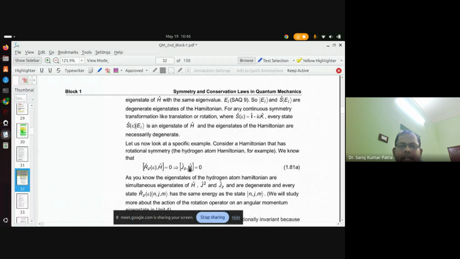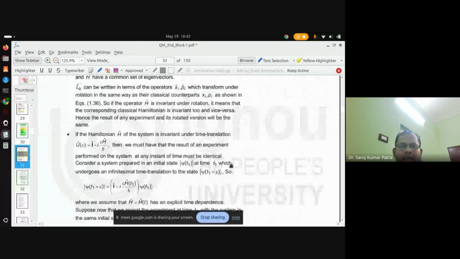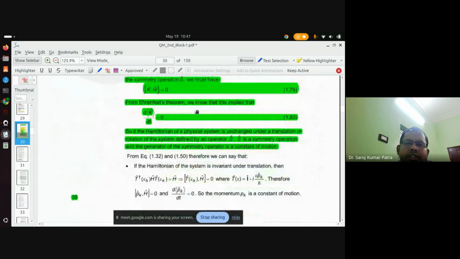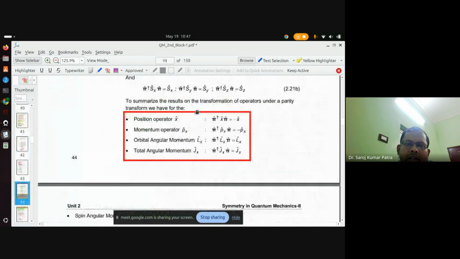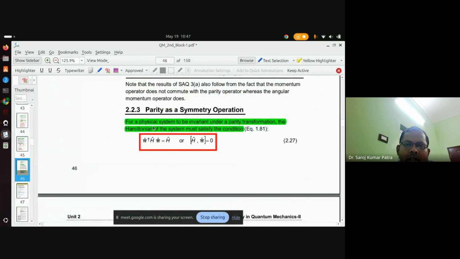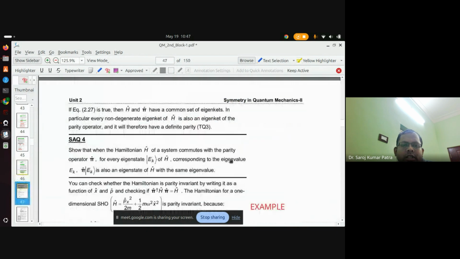Yeah, [J, Z, H] or [R, Z, H] must be equal to 0, which comes from our discussion about the constant of motion, that the commutator must be equal to 0. So that is what we have to use here: for a physical system to be invariant under parity transformation, the Hamiltonian of the system must satisfy the condition that the commutator of the Hamiltonian and parity must be equal to 0. It is almost all the time 0, except in a few cases.